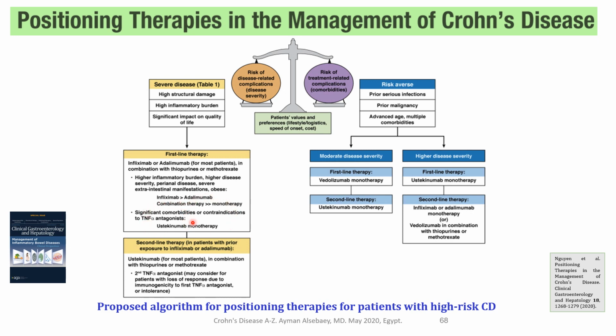If there is failure or contraindication for anti-TNF from the start, we can use ustekinumab. Okay. Also, the second drug in a patient with failure to anti-TNF, we can shift the patient to ustekinumab with or without thiopurines. Okay. And this is if there is moderate disease severity and higher disease severity.